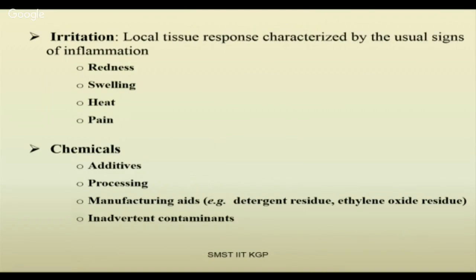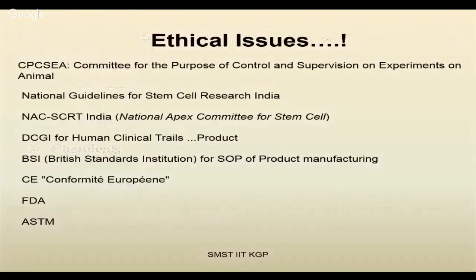So there could be irritation because of the materials or leaching of the chemicals from the materials. That could cause inflammation like redness, swelling, heat or pain. I think the surgeon can easily suggest, right? Similarly, the chemical additives, processing and manufacturing aids are also important, like detergents are used. Ethylene oxide, as I said, residues are used for sterilization, or there could be any inadvertent contaminations. That also can cause a problem. So you need to be concerned about all these.